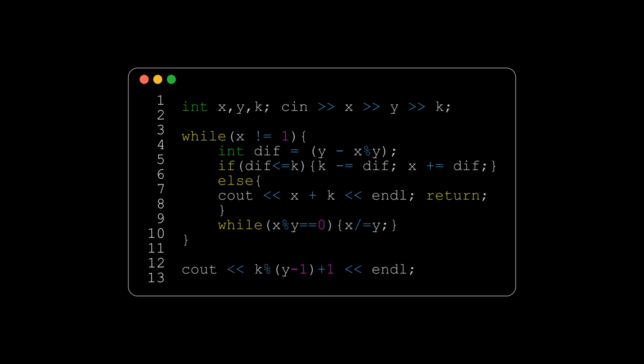In the other case, we have enough operations to get to the next division. We add these to x and then subtract these from k, and while x is divisible by y, we keep on dividing and repeating the while loop. Finally, we saw earlier there's a cycle of y minus 1 once we reach y. Using modulo, we can print where we are at the end of the k operations, and that's it for problem B.